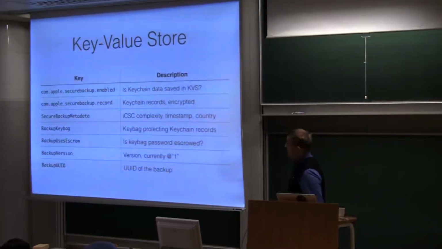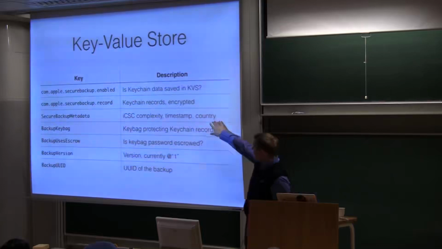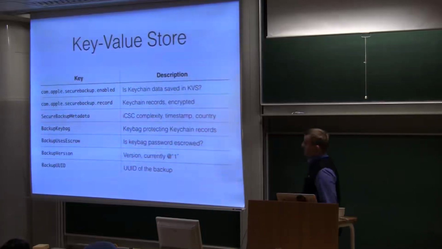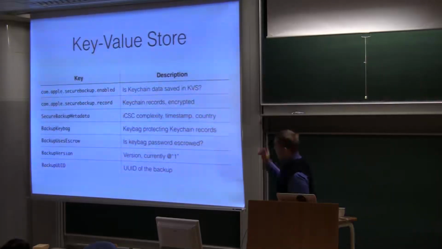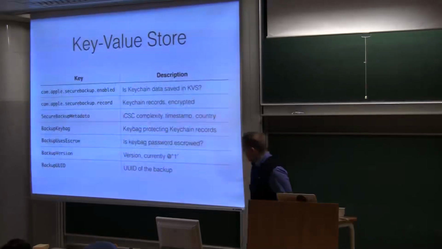Those are the keys and description of the values that are uploaded to iCloud as part of iCloud keychain. So probably the most important one is this one, which contains metadata such as iCloud security code complexity. So it's basically a flag which tells you whether the security code is a simple 4 digits or something more complex. Timestamp and country. This shows whether the escrow service is used or not. We will get to this later. This is the keybag.